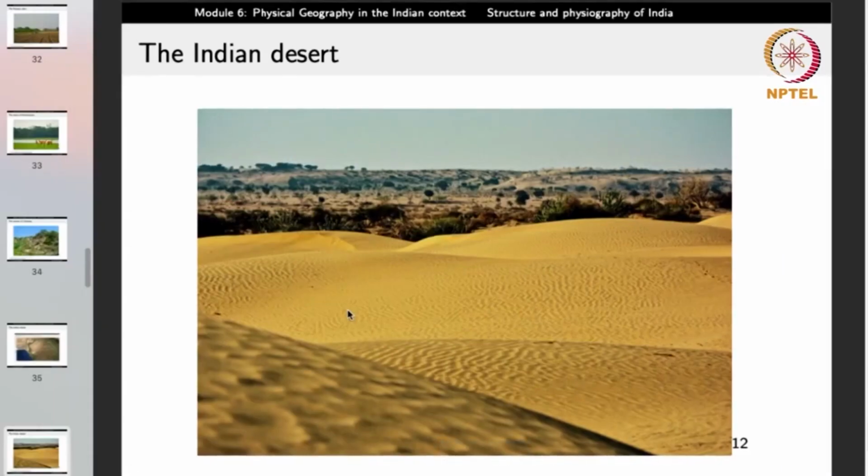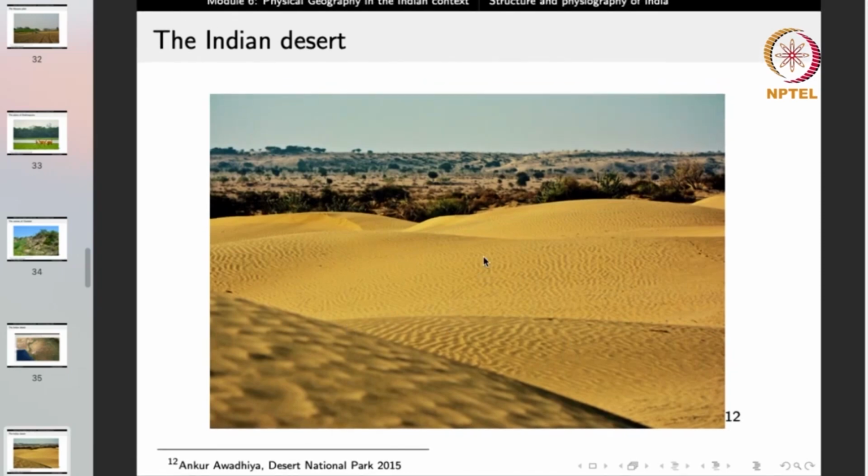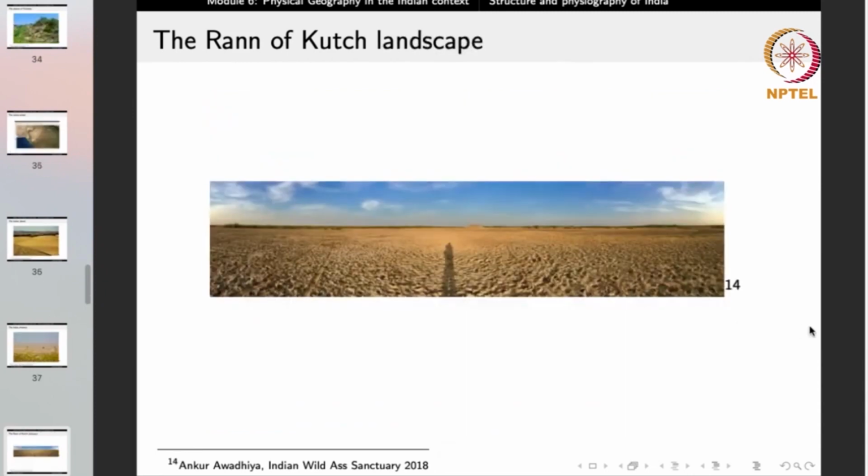So this is what the Indian desert looks like. We have large areas that are completely covered with sands and sand dunes. This is the Rann of Kutch, which is primarily a flat area. This is the landscape. You'll find that for very long distances, it's more or less a flat region that at times gets inundated, but otherwise is very dry and saline.